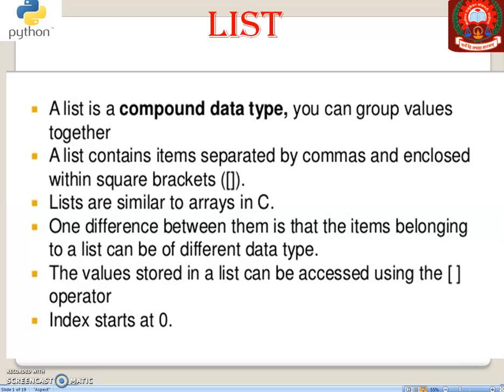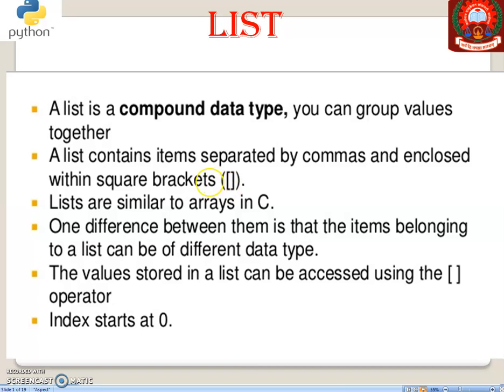So let's see what exactly a list means. A list is a compound data type. You can group values together. Are you getting it? What? That is, you can group values together. A list contains atoms separated by commas, just like an array, and enclosed within square brackets. Remember, this part is very important. The square bracket plays a very important role.